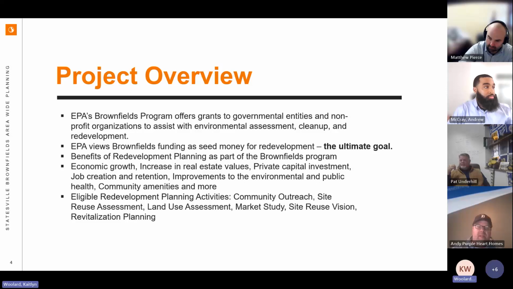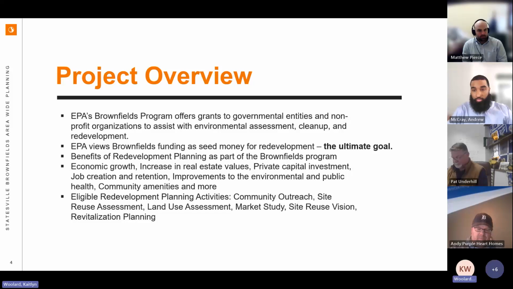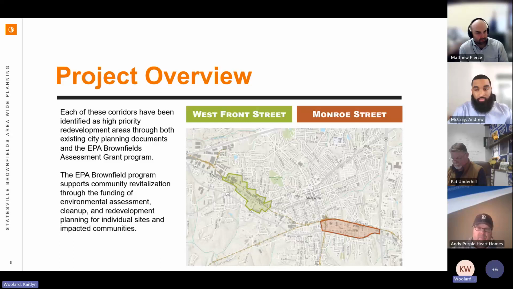Because of that, Statesville identified 2 study areas which they wanted to take a deeper look at, to outline all the sites that they need to do assessment work on, and the areas that need strategies for revitalization the most. Those study areas, as you all are familiar, are the West Front Street corridor and the Monroe Street corridor. So we have begun an area-wide planning project to address the needs of both of those areas of the city.